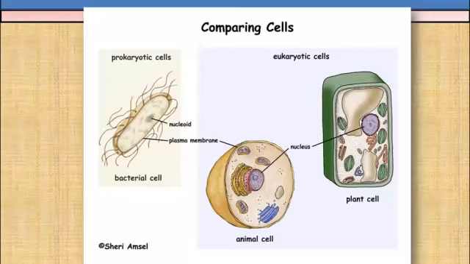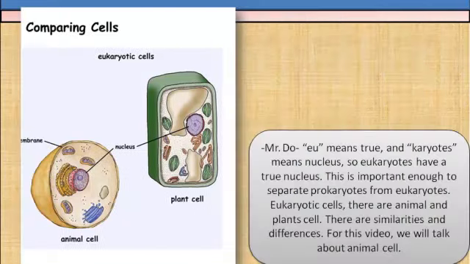We learned about prokaryotic cells. Now we will learn about the two types of eukaryotic cells. Eu means true, and karyotes mean nucleus, so eukaryotes have a true nucleus. This is important enough to separate prokaryotes from eukaryotes.